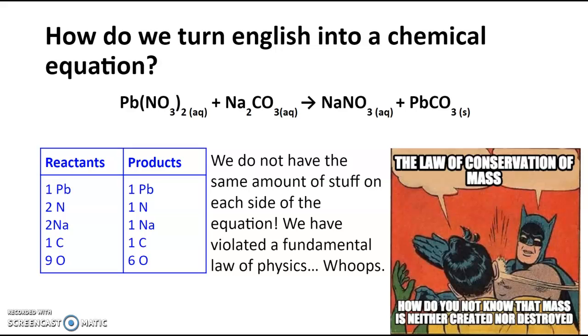And we have 6 oxygens, so that's not good. Like, we lost 5 atoms somewhere during this reaction, and that's just not a thing that happens. We have observed it hundreds of times. The atoms never just disappear. They can always be accounted for somehow.